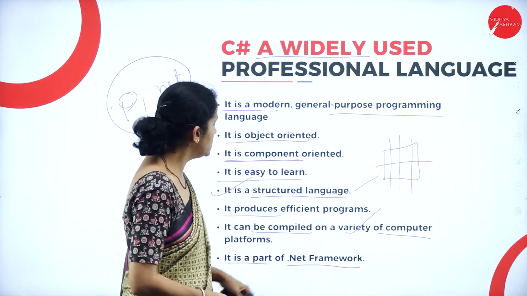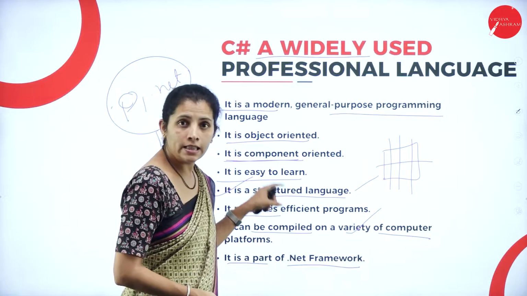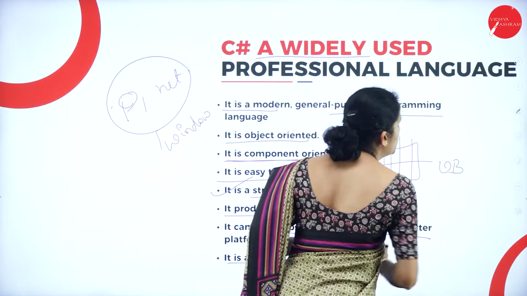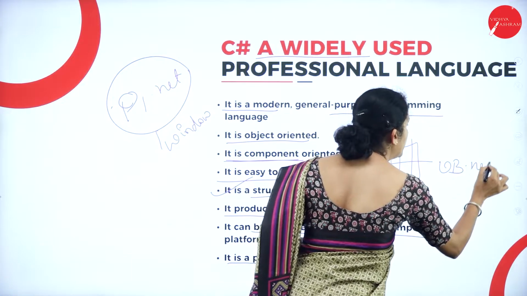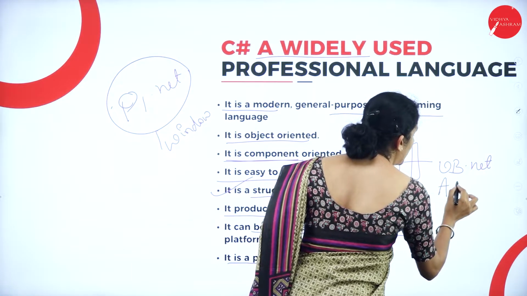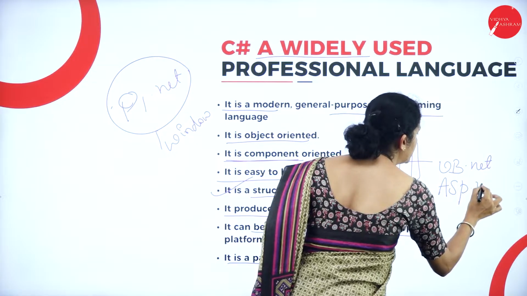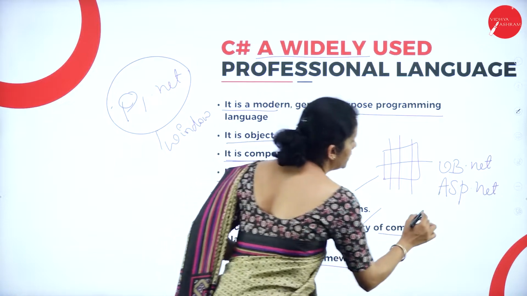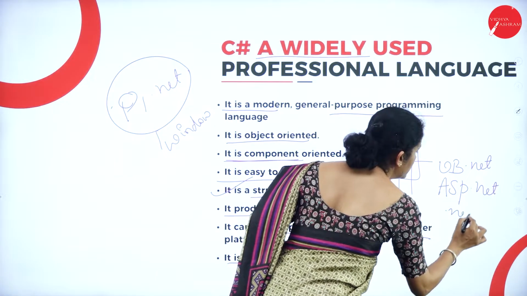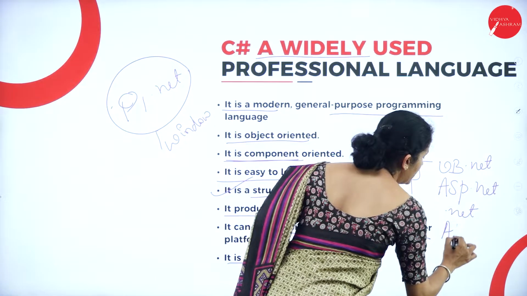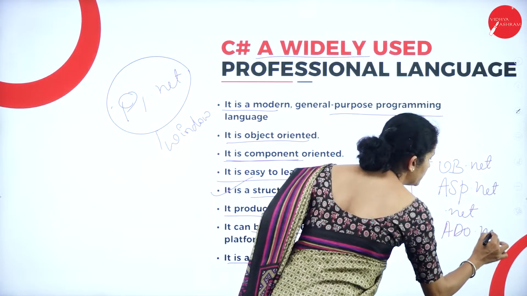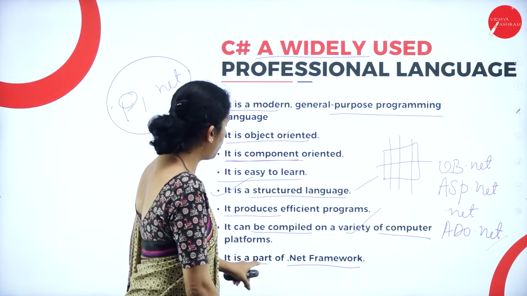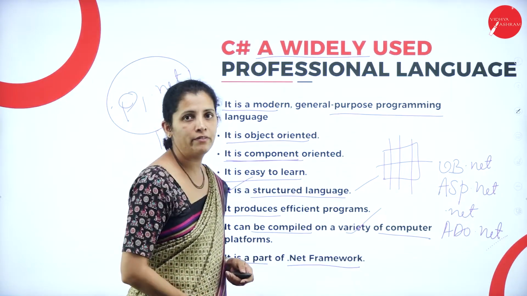And if I consider the .NET framework, in that I have VB.NET, that is Visual Basic .NET. Then I have ASP.NET, that is Active Server Pages .NET. Then I have ADO.NET. So these are some of the components of the .NET framework.